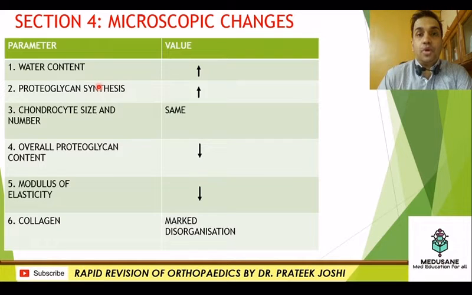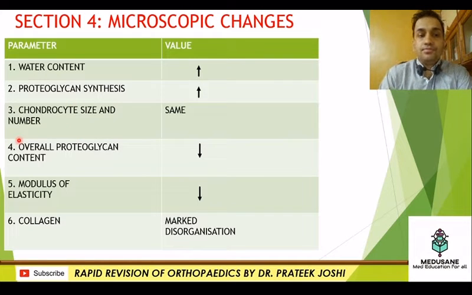Now point number 2 is proteoglycan synthesis. Again there will be a reflex increase in proteoglycan synthesis, as we have seen, and as the body's attempt to repair what is being lost in degeneration. Now a point I'd like to show you here is that the chondrocyte size and number remains the same. This is an inflammatory process of the cartilage. However, chondrocyte size and number will remain the same.